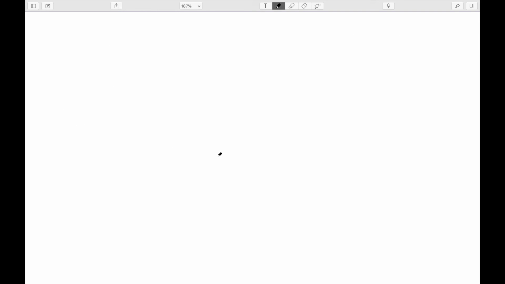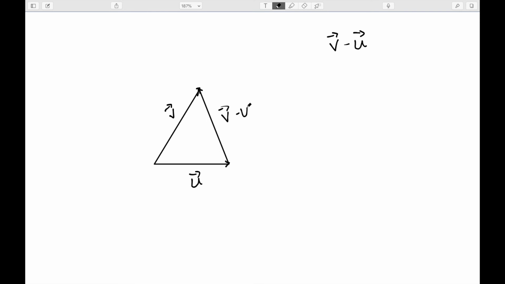For the triangle rule, instead of making the terminal point of one the initial point of the other, we're going to have them both have the same initial point. And if we want to find v minus u, we have our arrow go from u to the tip of v. And that would be v minus u. So we're going to make the arrow go from the terminal point of the one we want to subtract to the terminal point of the one we are subtracting from.